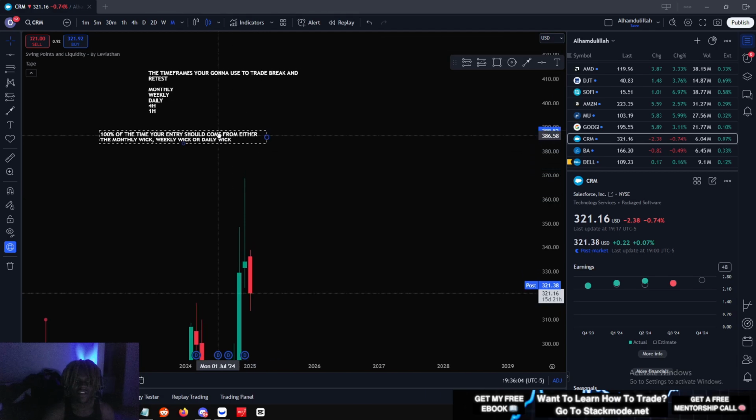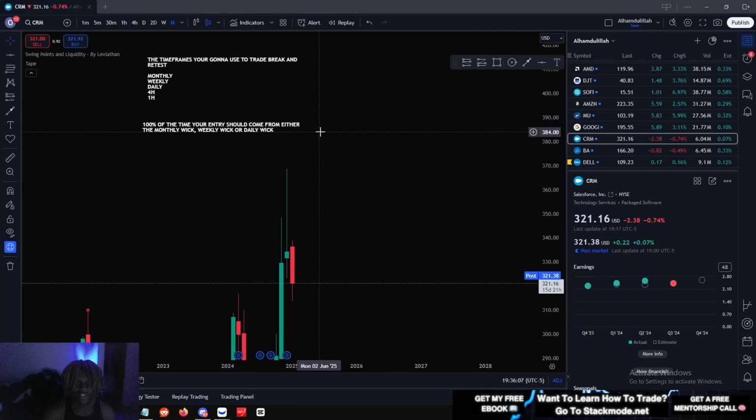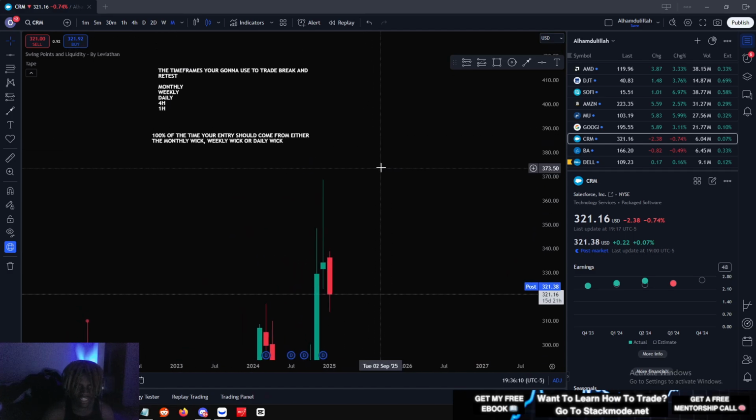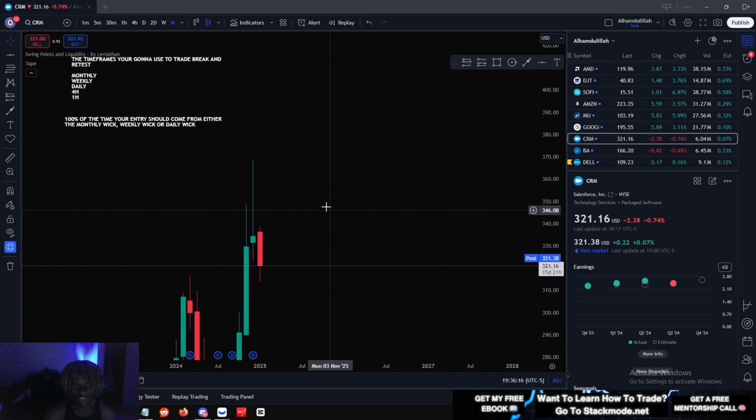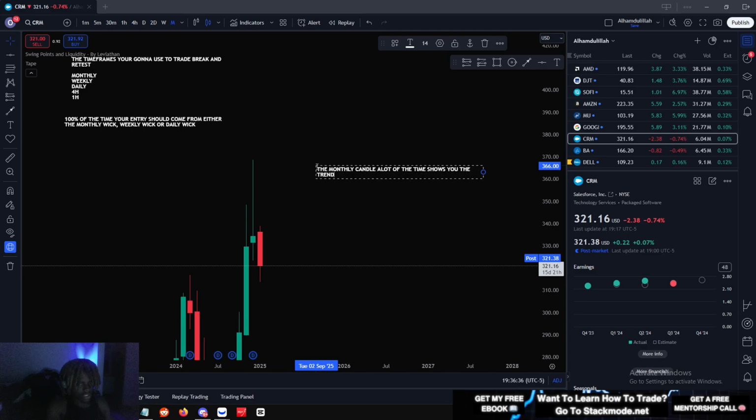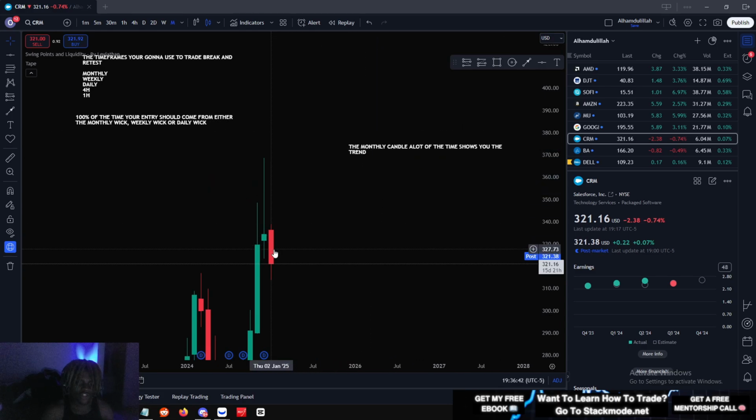Okay. And you're pretty much just going to have to... Don't let this part confuse you. You got this, okay? It's really easy. So, right now, I like to go ahead and look at the monthly candle to see the trend, right? The monthly candle a lot of the time shows you the real trend. So if it's red, that usually means we're in a downtrend. If it's green, that usually means we're in an uptrend.